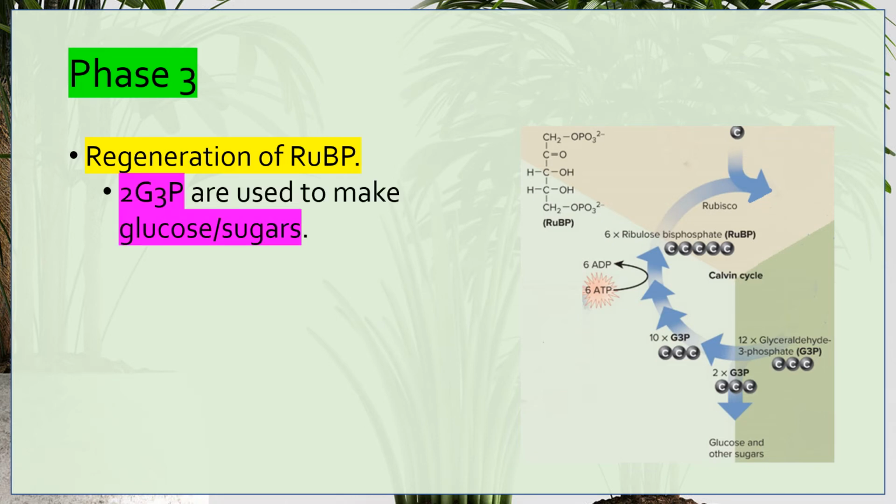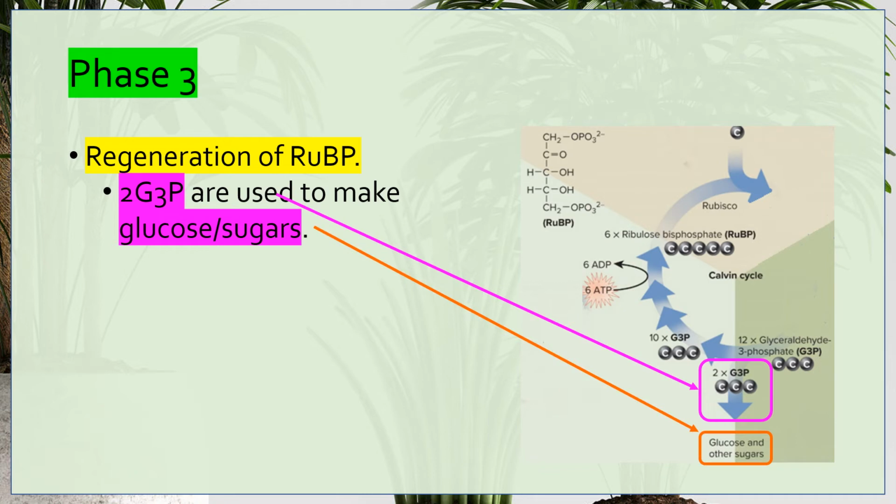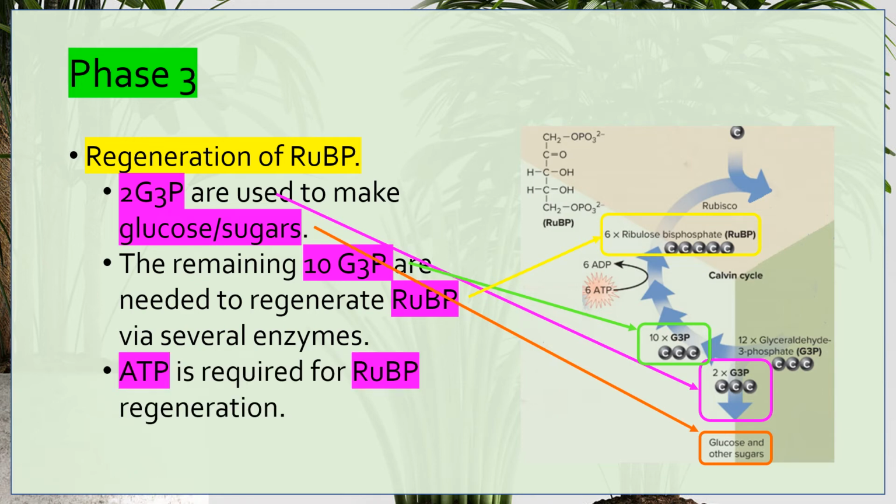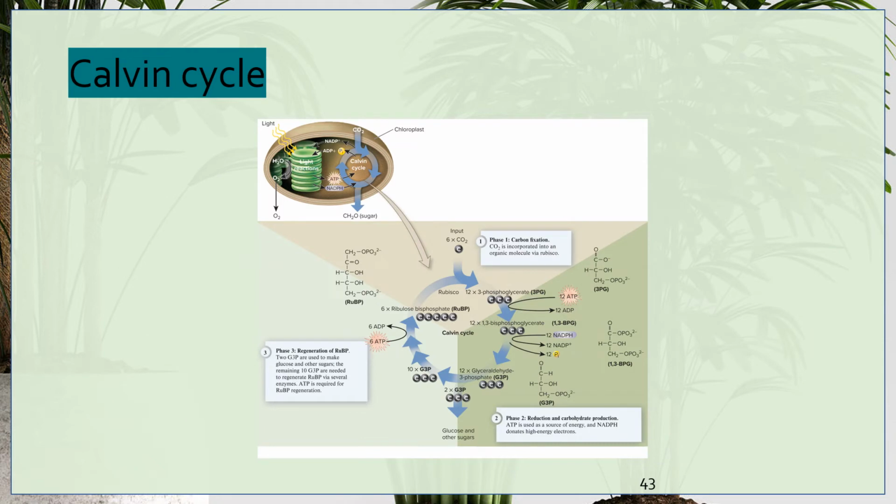So 2 G3Ps are used to make glucose, or the sugars. The remaining 10 G3Ps are needed to regenerate RuBP via several enzymes. ATP is required for RuBP regeneration. Okay, and here we have that whole Calvin cycle in detail for you to study and go through, and basically follow the carbons.